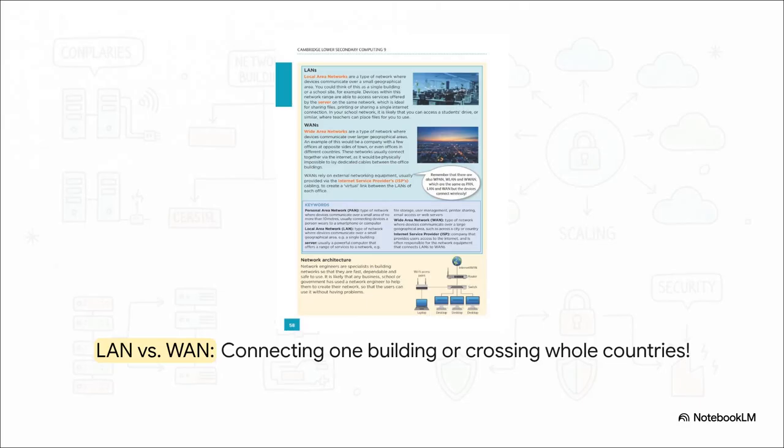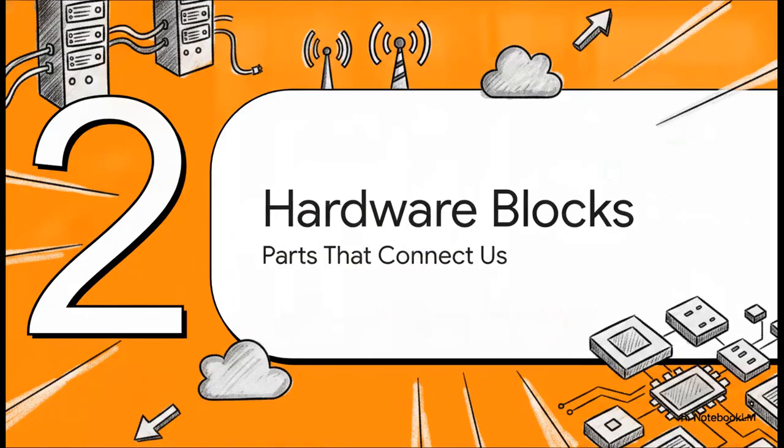Now, we usually talk about two main sizes of networks. On the top here is a LAN, or local area network. This covers a pretty small geographic area, like a single school building, where you might all share access to one local server. But what if a company has offices on opposite sides of the entire country? Well, that's a WAN, or wide area network. WANs rely on external equipment from internet service providers to create this massive virtual link across cities or even countries. Pretty cool, right? Moving on to Section 2, hardware blocks.